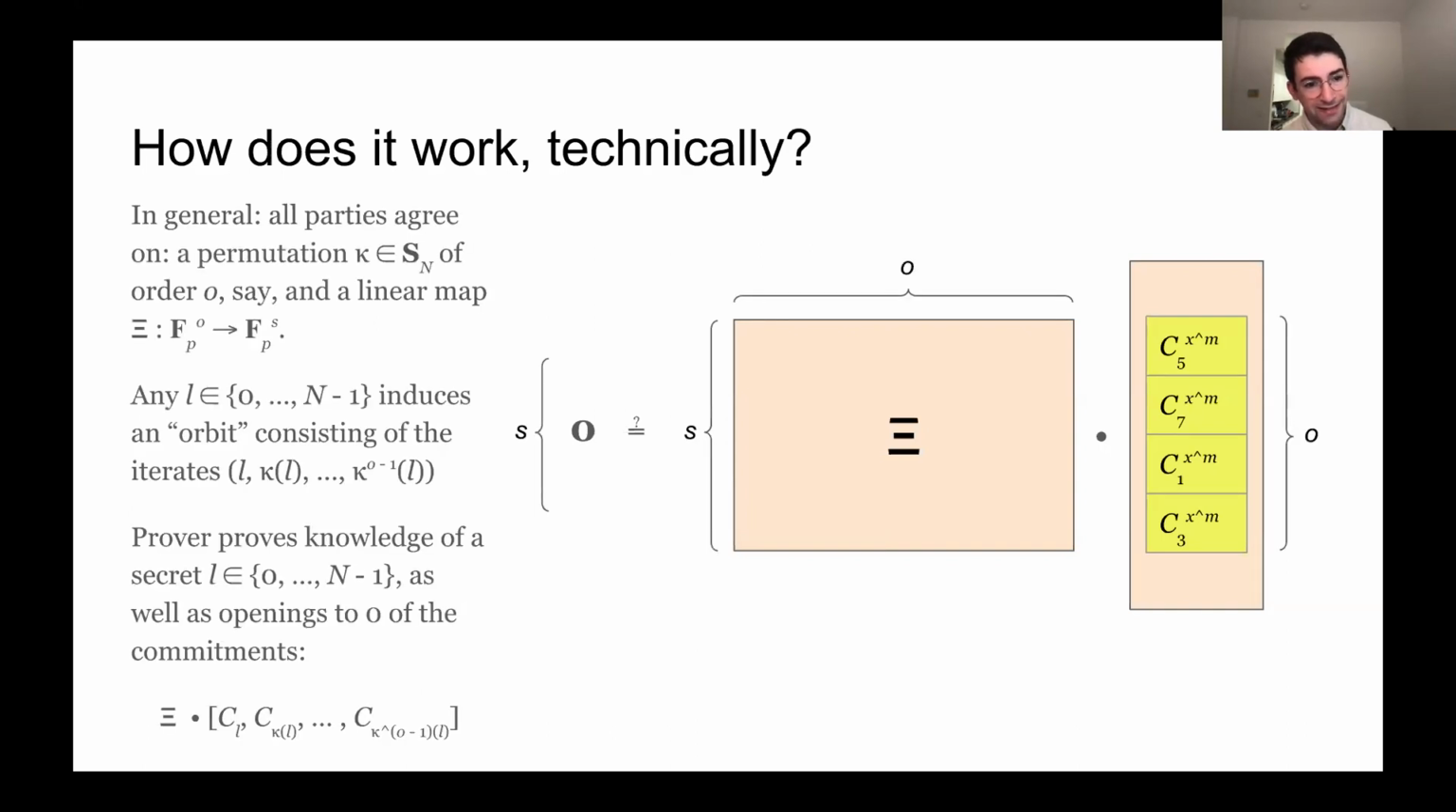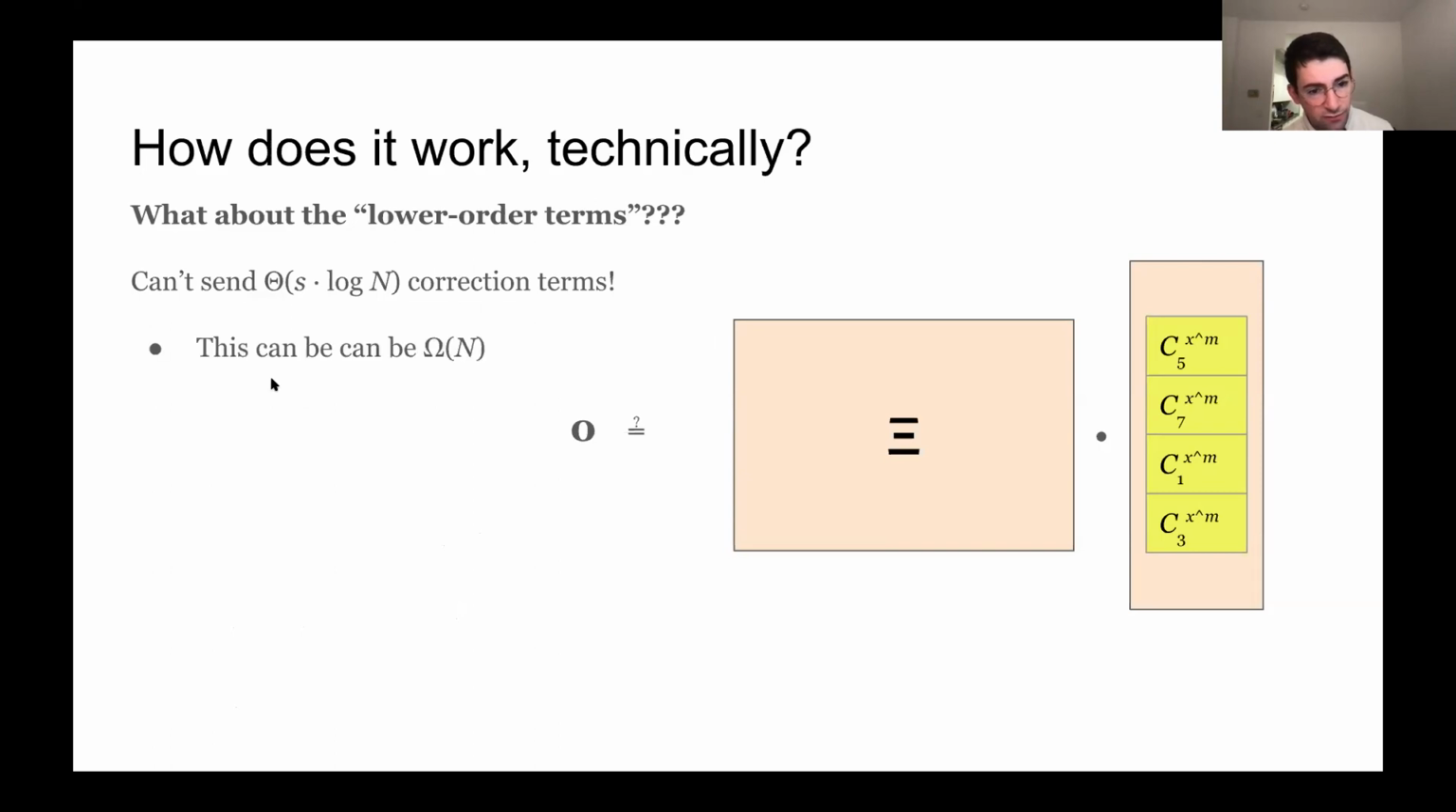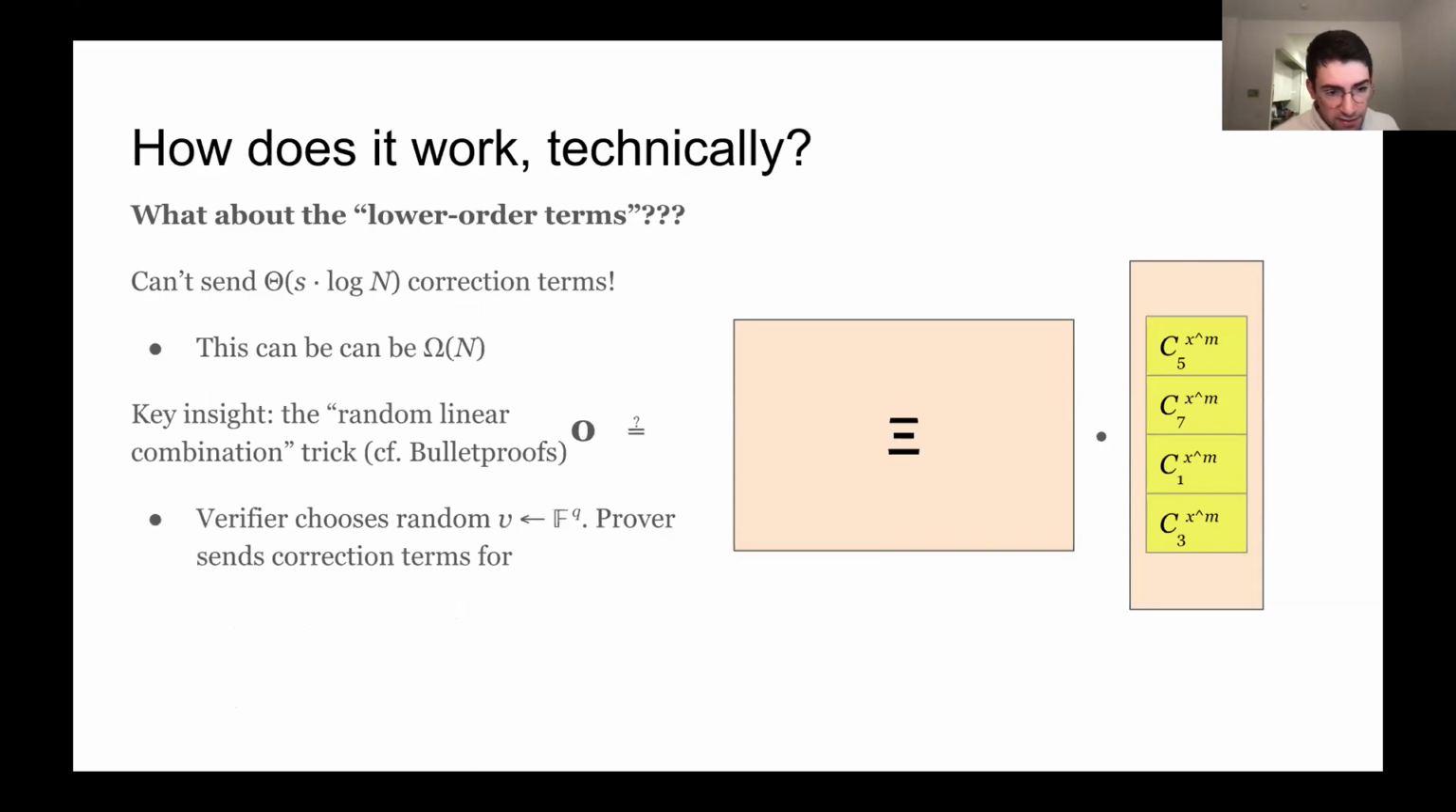It can be actually omega of n or theta of n, right? So we can't just send a correction term for each of these vectors on the right-hand side, or even on the left-hand side, right? So there is a kind of random linear combination trick which shows up in Bulletproofs. Roughly speaking, the idea is that if the verifier chooses a random scalar, then you map this down to one dimension from dimension S down to 1 by applying these powers of V. And then what you send correction terms for is this entire product, right? So that allows you to send only log n correction terms instead of something like S log n, okay? And that's crucial to make the proof size actually be logarithmic, which is what we set out to do at the very beginning.